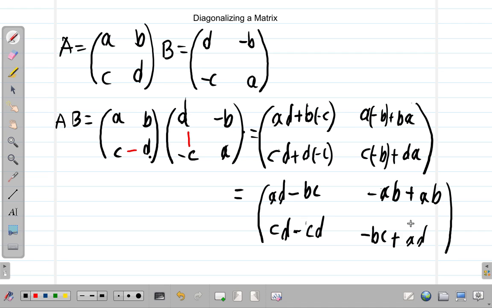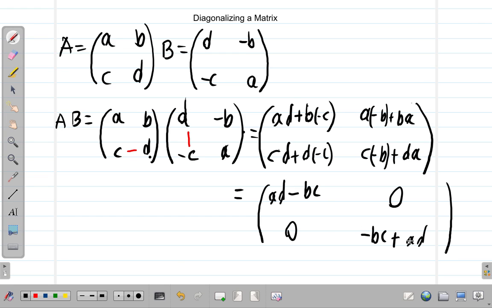Alright. Now, we're really running out of space here. But anyway, let's see what happens here. Negative AB plus AB. What is that? That's 0. Negative AB plus AB is 0. So we can erase it and put 0 there. Right? CD minus CD. That's 0 too. CD minus CD is 0. Right?